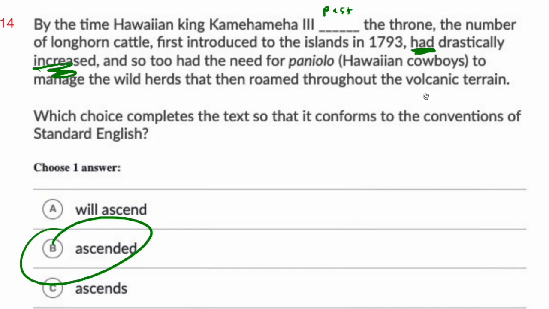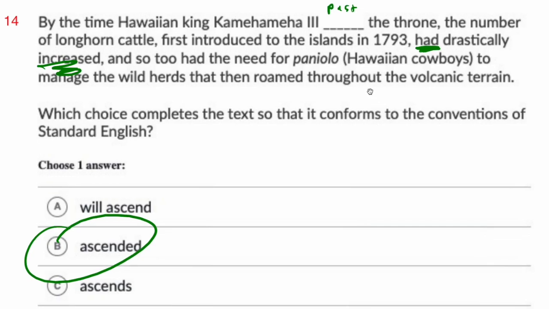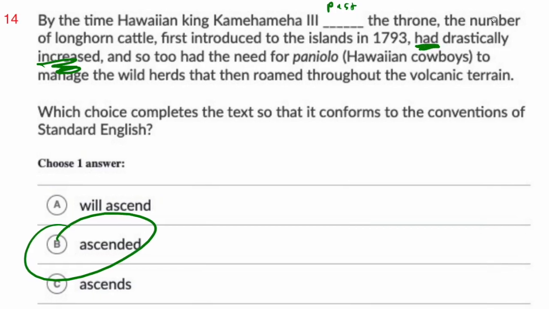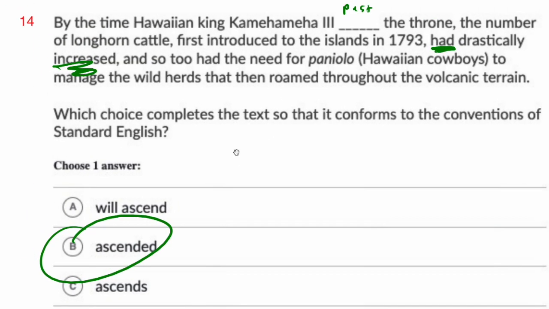Now, by the time we arrived at the party, it had already ended. Or by the time I arrived at the party, my friends had already left. So past perfect, again. Perfect because it has some form of the verb to have as the auxiliary verb, and past because that auxiliary verb is indeed in the past tense. So had increased. And then drastically is just an adverb. But the whole verb phrase would be had increased. So the answer there will be B.